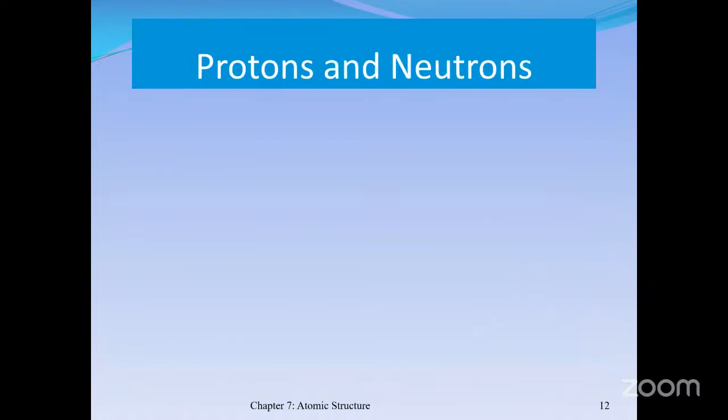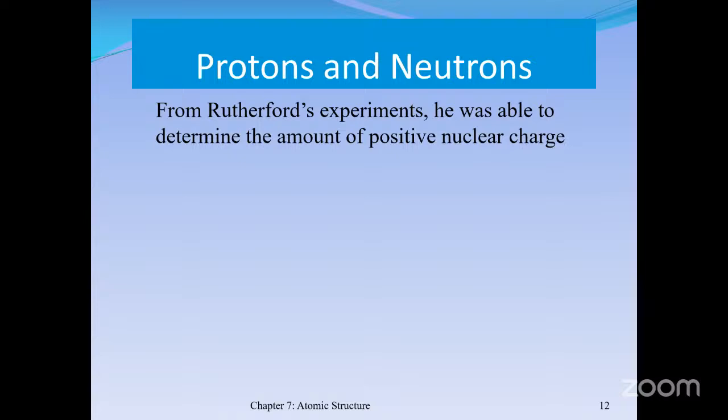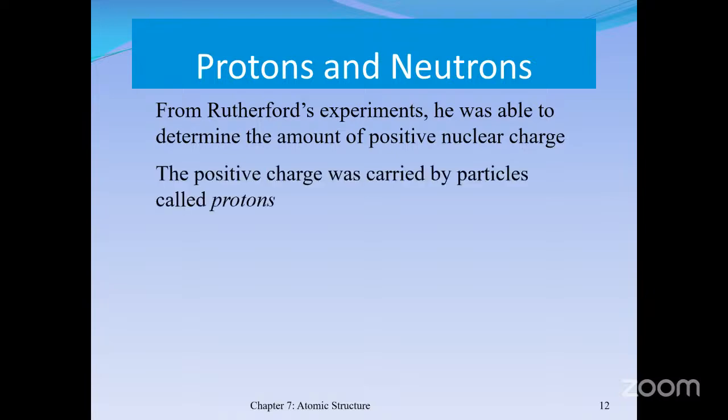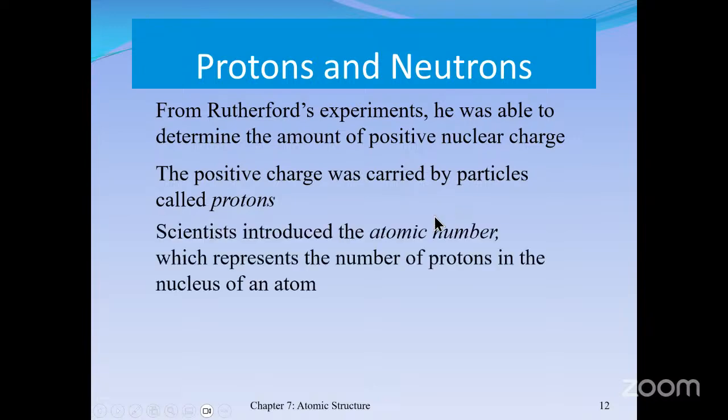Okay, so the other particles that were subsequently discovered: protons were discovered as a result of calculations that Rutherford did with some other experiments. He was able to determine the number of nuclear charges, which are called protons. And this led to the introduction of the atomic number, right? Which represents the number of protons in an atom of an element, all right?